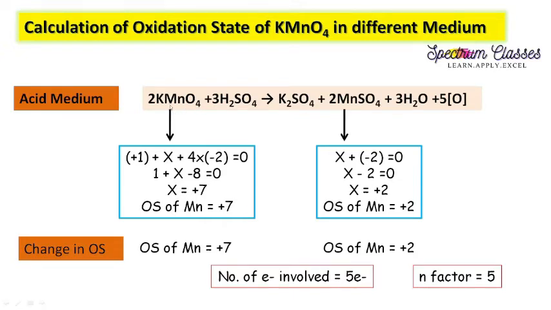Now on the product side, or the right hand side, we are going to calculate the oxidation state for Mn. How are we going to calculate this? Here we have MnSO4 first. SO4 is a group of atoms, that is the sulfate ion.